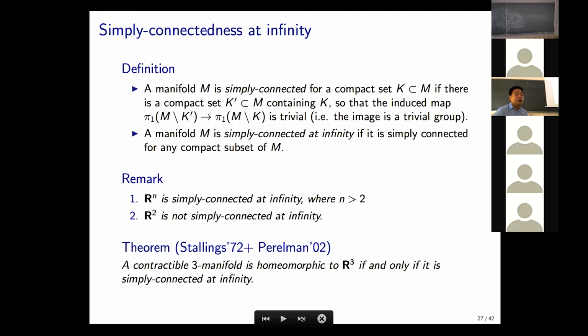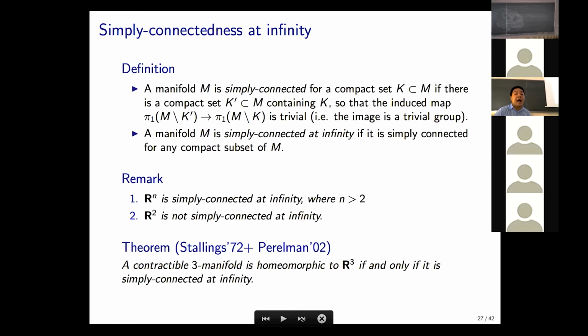The topological structure at infinity of contractible three-manifolds is characterized by simple connectedness at infinity. Okay. A manifold M is simply connected at infinity if for a compact set K there is a compact set K' in M containing K such that the induced map from the fundamental group of M minus K' to the fundamental group of M minus K is trivial. That means any closed curve outside K' is contractible in M minus K. So a manifold is simply connected at infinity if this holds for any compact subset of M.